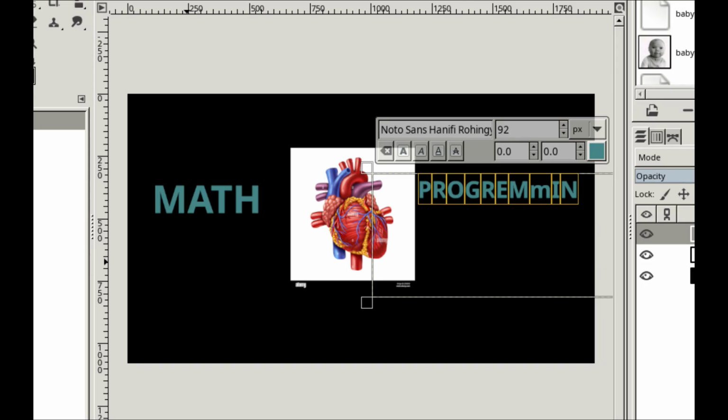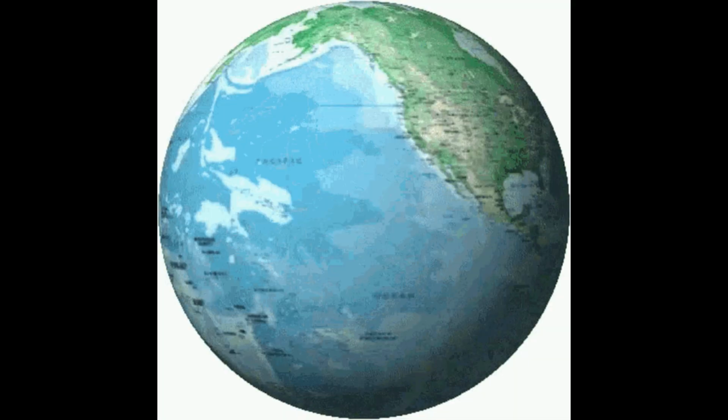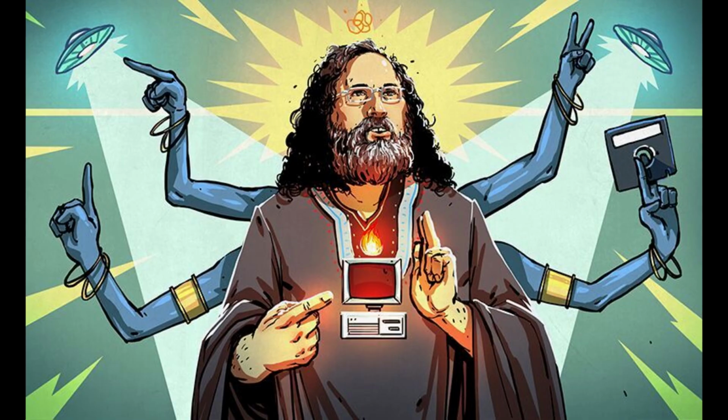Math and programming, they belong. When you're good at both, you have the power of the world at your fingertips. You start looking and performing wizard-like actions. But you're not so good at math.